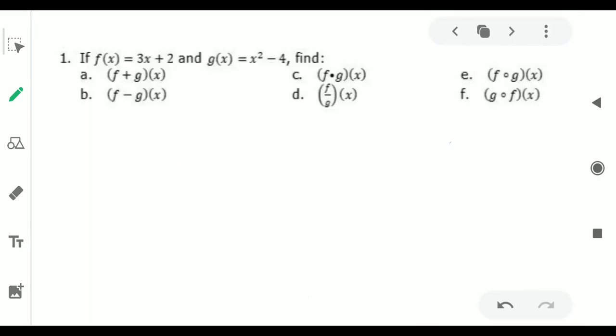So we have here the function f of x is given by 3x plus 2, and g of x is x squared minus 4. So we're going to find f plus g of x, f minus g of x, f times g of x, f over g of x, and we're going to find two composite functions. First, we have f circle g of x and g circle f of x. Okay, so let's start.